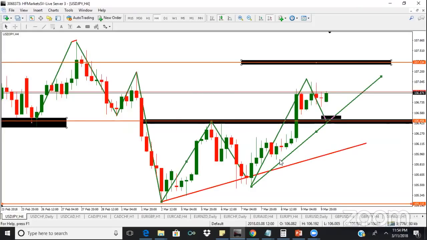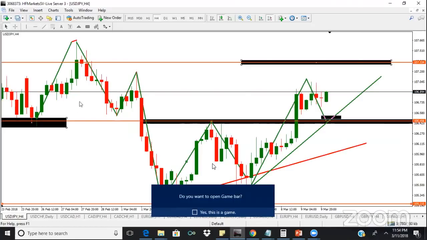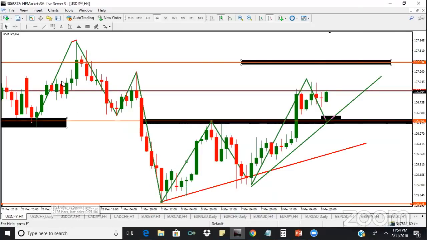Now, until this line is broken, if it is not broken, we are still on uptrend. Until it's broken. You don't want to miss out until it's broken. Okay? The next pair we will be going to is USD CHF.